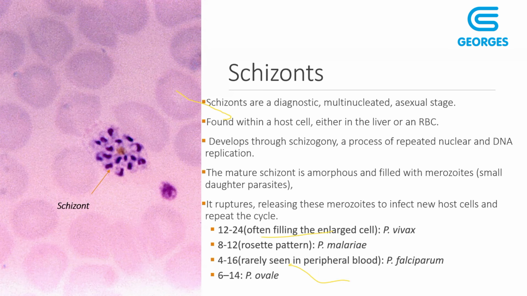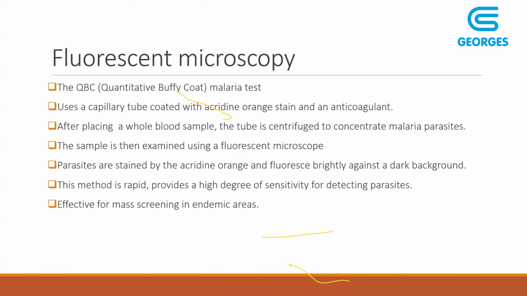So all the characteristics or the features that we have seen here, they are diagnostic. If you find them in a blood film, you need to report them as positive for malaria, and then you need to do the identification. Let us have a look at fluorescent microscopy.